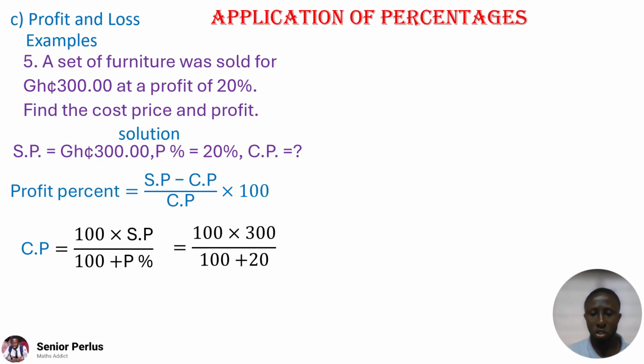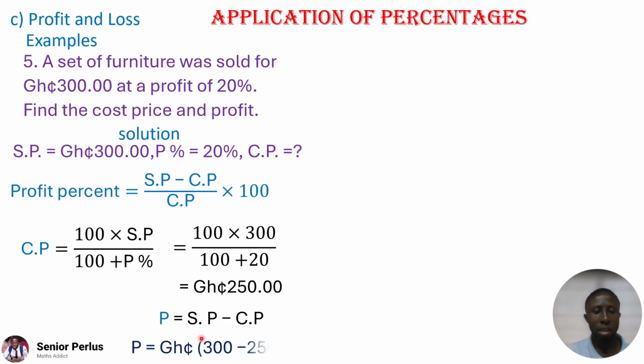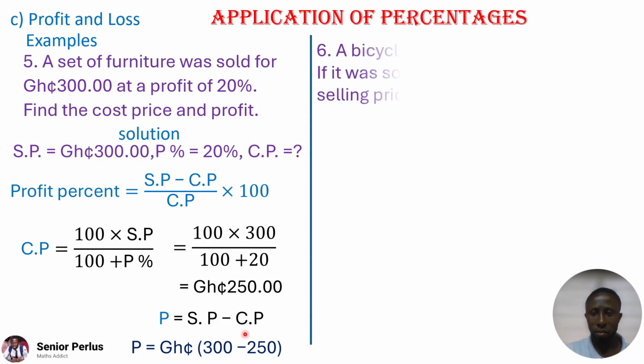I told you, you have to know the formulas or develop the formula from here. I explained it to you in the earlier video, so you can go there and revise. That's all, 250 Ghana cedi. So the cost price is 250 Ghana cedi, then our profit becomes selling price minus cost price. Our selling price, 300 Ghana cedi, minus 250, then you will get this.